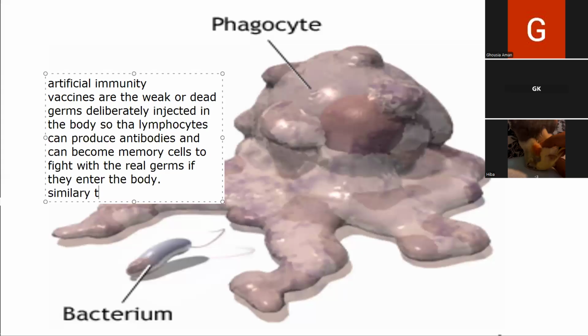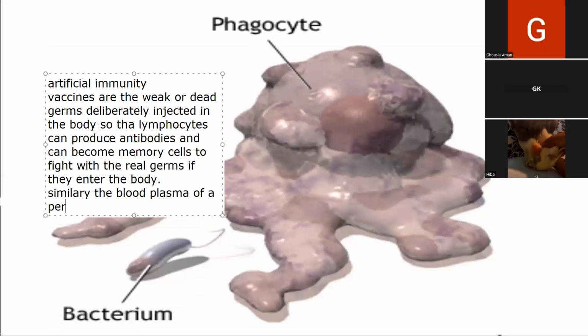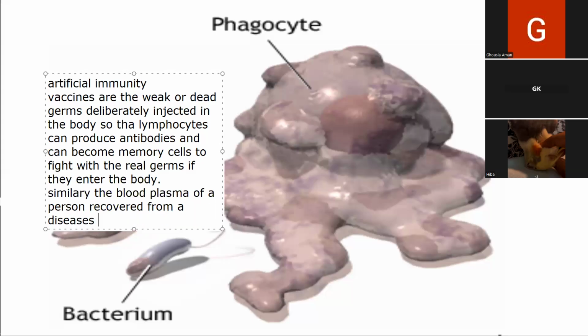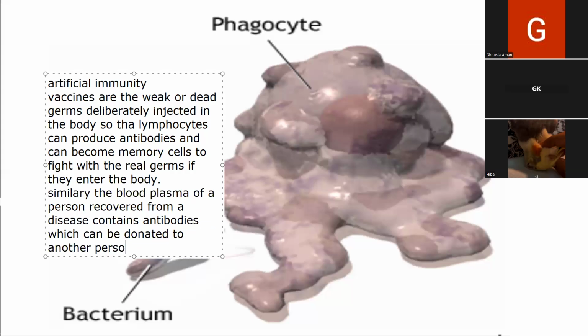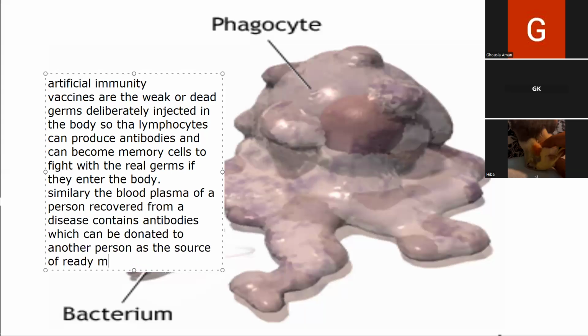Similarly, the blood plasma of a person recovered from a disease contains antibodies, which can be donated to another person as the source of ready-made antibodies.